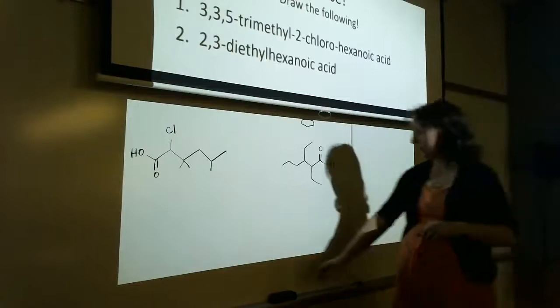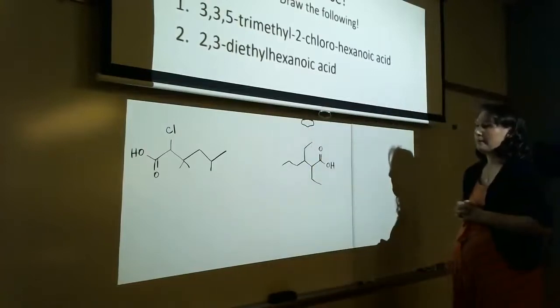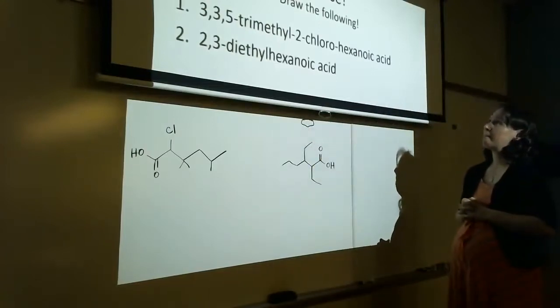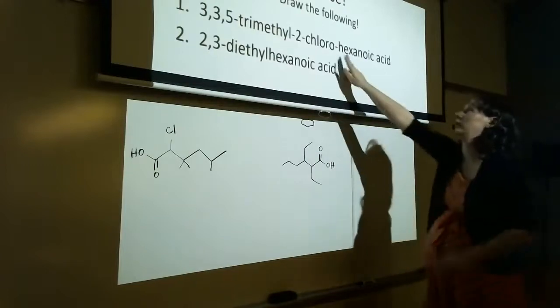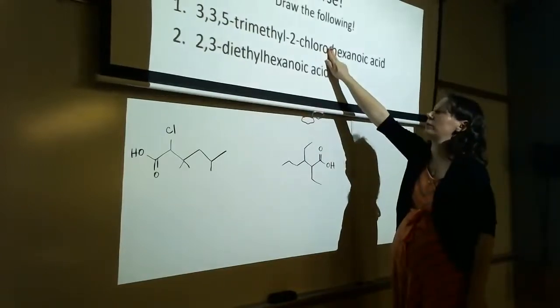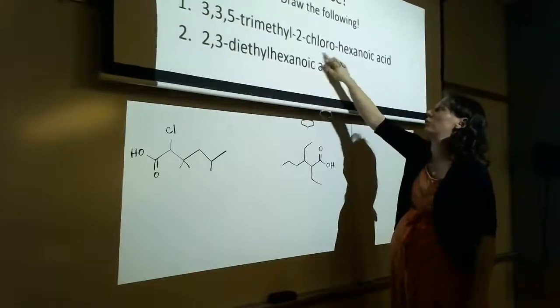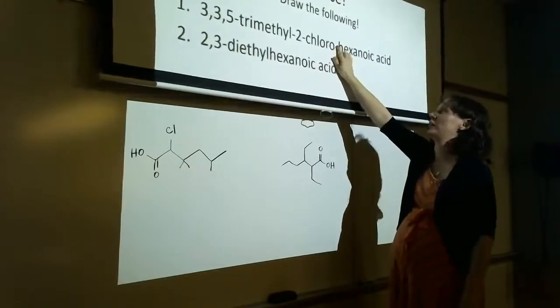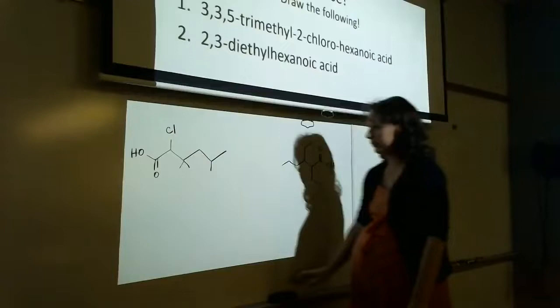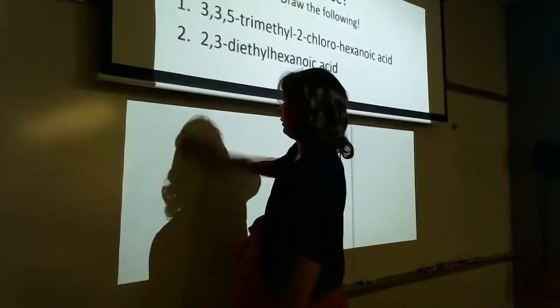We're good on those. Why is there a line between fluoro and hexanoic? There shouldn't be a dash right there. You're right. There shouldn't be a dash right there. It should be continuous. 2-chlorohexanoic acid. Yeah, that's just a typo. There should not be a dash there. Good catch.